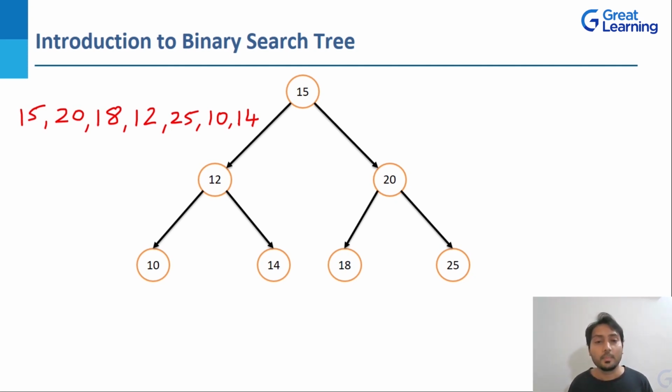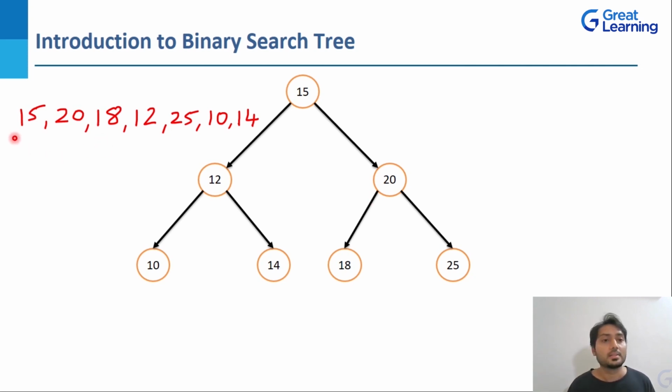So if you observe here, 15 has two child nodes, 12 has two child nodes, 20 has two child nodes, and all the leaf nodes, that is 10, 14, 18, 25, don't have any child. So this is how your binary search tree looks. Now quickly, let us try to understand how we got this particular order.